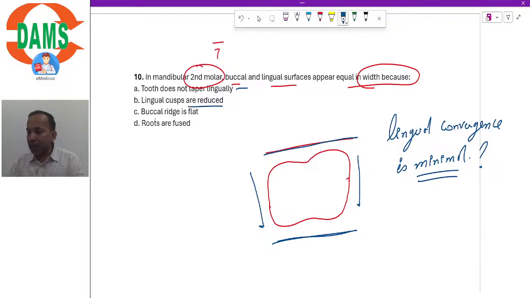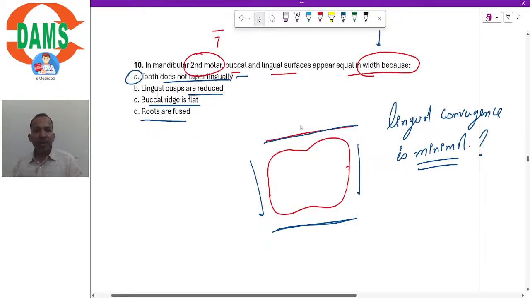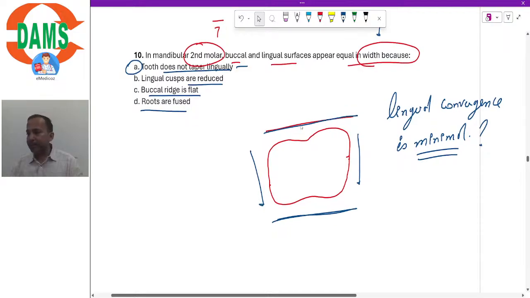Lingual cusps are reduced, buccal ridge is flat, and roots are fused. तो चाहे तो ऐसे कहो कि इसके cusps जो हैं buccal and lingual ऑलमोस्ट सेम साइज के हैं, या ऐसे कहो कि इसमें lingual convergence नहीं है. Whatever you say, it is one and the same thing, right? तो इन दोनों की width सेम क्यों लगती है? क्योंकि इसमें lingual convergence नहीं है. So it is correct both ways, right? तो जिस भी तरीके से सवाल आए आप आंसर आराम से कर सकते हो, isn't it?